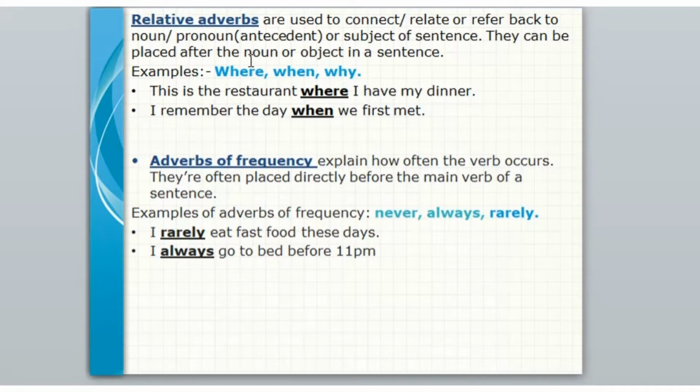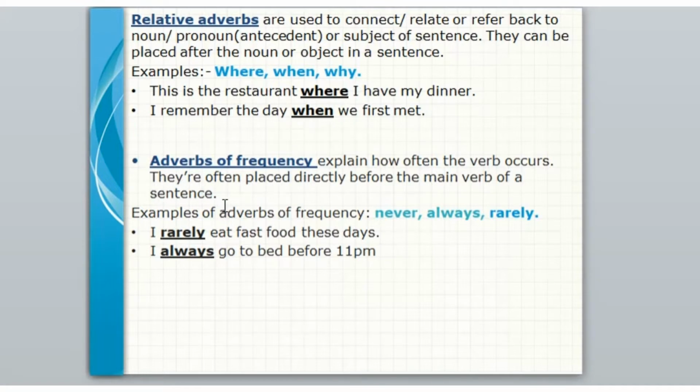Let's see more examples, students. This is the restaurant where I have my dinner. So here where is the relative adverb. You see how it is positioned? And students, this where is not asking any question, right? Someone is reminding where I have my dinner. This is the place. I remember the day when we first met. And this when is again used to remind. Now see the next example.